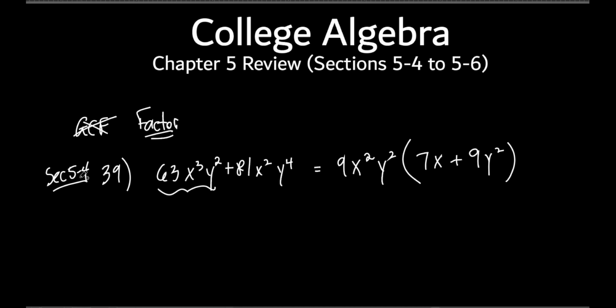Where are they? Oh, I'm on the wrong section. No wonder. 5.5. All right, let's do this one. Here we go. This is from section 5.5. Which one was I going to do? That one right there, 25. This is number 25. So it's 81a to the fourth minus 49b squared.